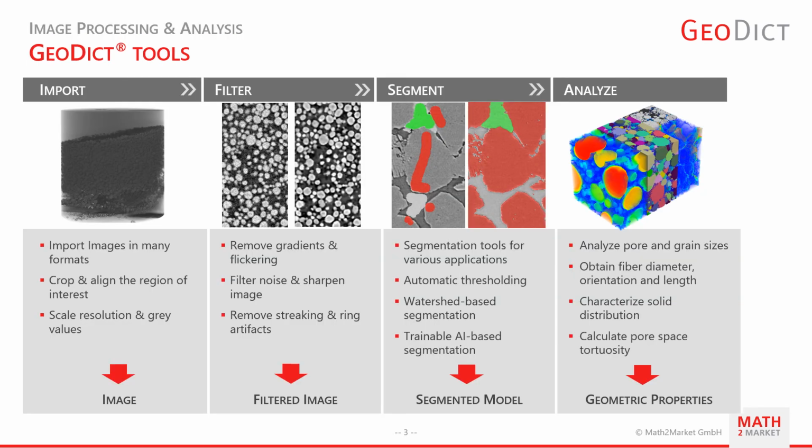Now, what do we understand under image processing and image analysis? Well, this slide basically sums it up in 4 steps. The first step, importing images. The second step, processing the images, so filtering, removing artifacts and stuff like this. Then the segmentation. So that's the part where we turn the gray value into a model where we have, for example, pore space and solid space.